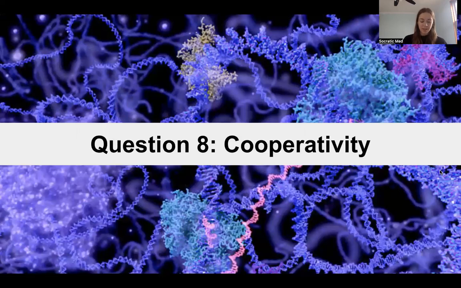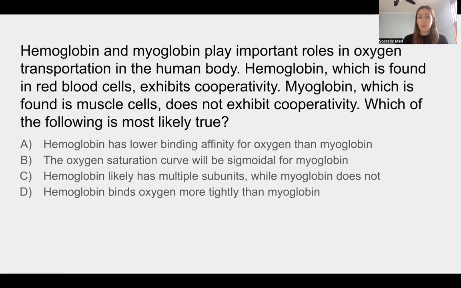All right, question 8, cooperativity. Hemoglobin and myoglobin play important roles in oxygen transportation in the human body. Hemoglobin, which is found in red blood cells, exhibits cooperativity. Myoglobin, which is found in muscle cells, does not exhibit cooperativity. Which of the following is most likely true? So take a minute here, pause the video, and answer this question.